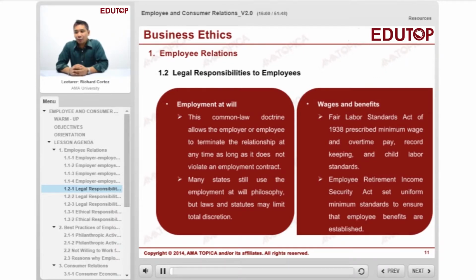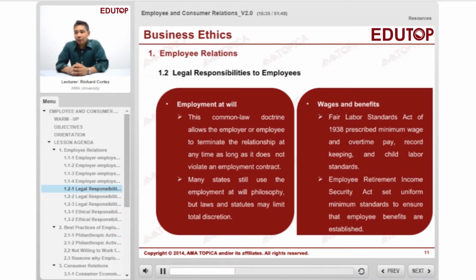So employment at will. This common law doctrine allows the employer or employee to terminate the relationship. So we have here a setup wherein if you are employed or you want to be employed in a business, you can have an agreement with your employee, or if you want to terminate the contract right away, it can be done. That's what we call employment at will. Another one is that many states still use the employment at will philosophy, but laws and statutes may limit total discretion. So it is no longer popular today.